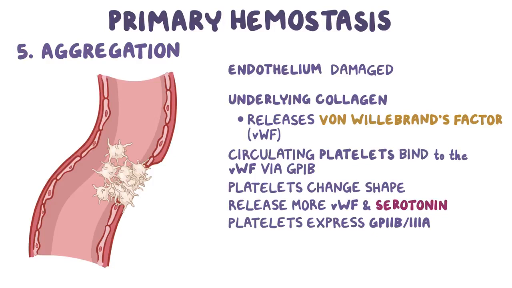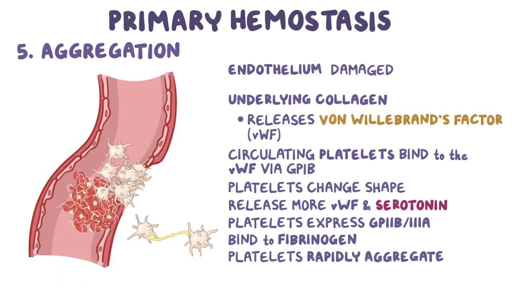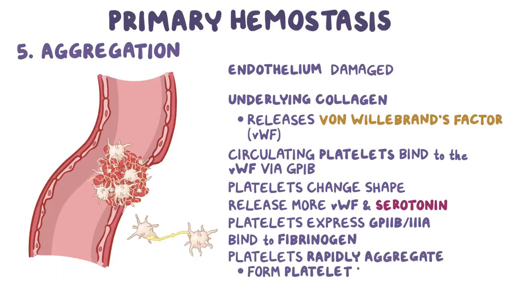Now, each platelet has multiple GP2B3A receptors that can bind to circulating proteins called fibrinogen. When two platelets attach to the same fibrinogen protein, they are linked together. This allows platelets to rapidly aggregate at the site of the injury and form a large platelet plug that can stop the bleeding.